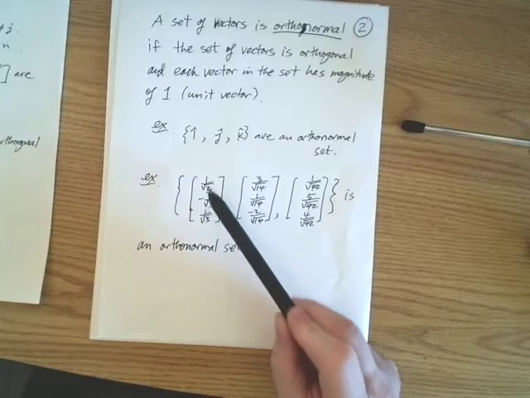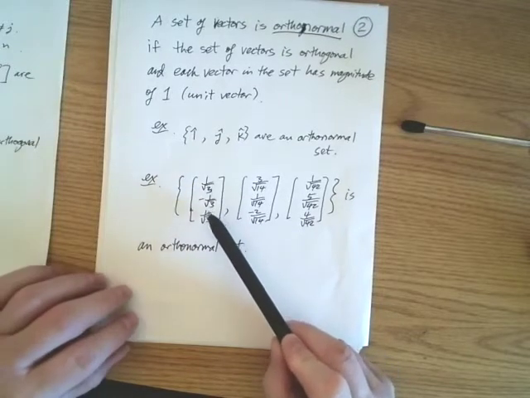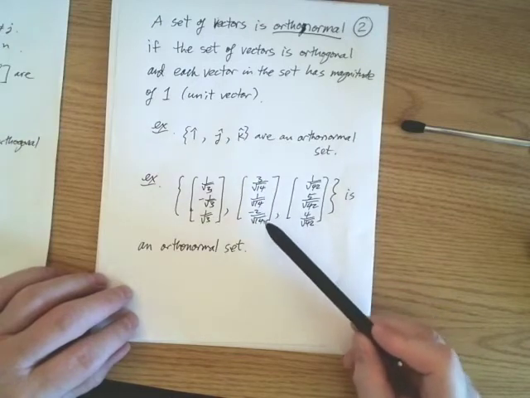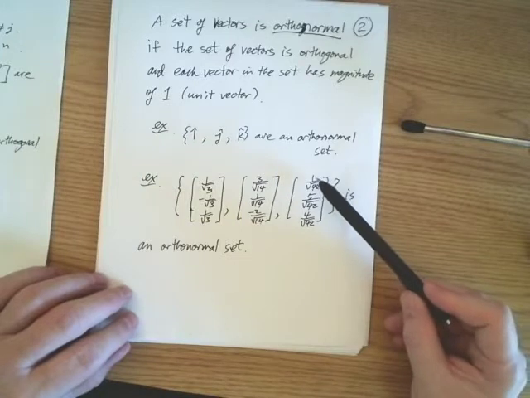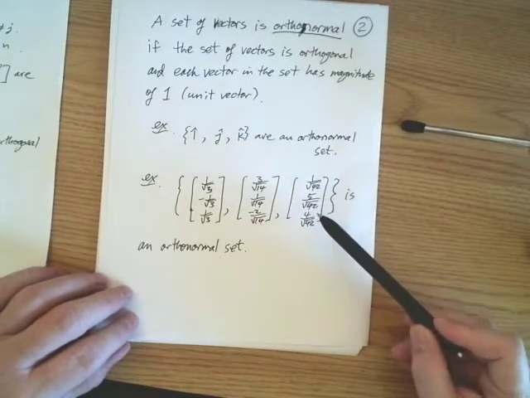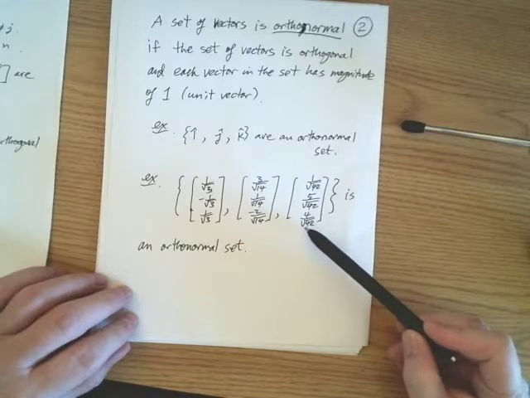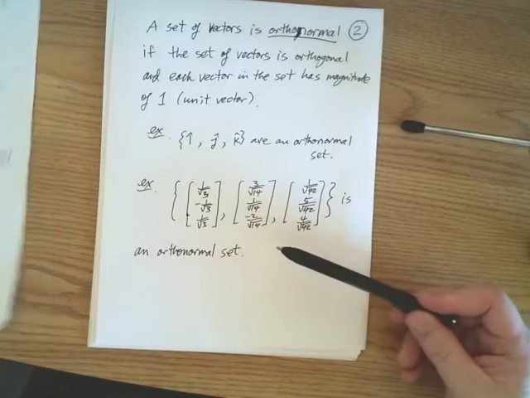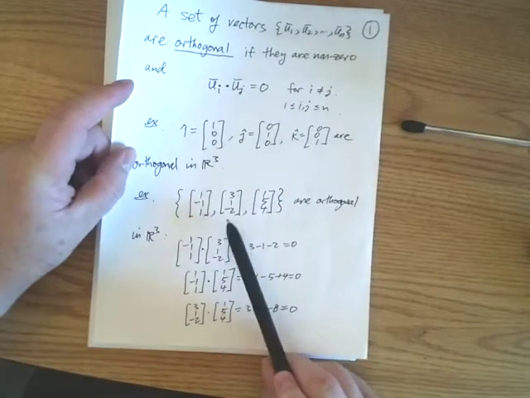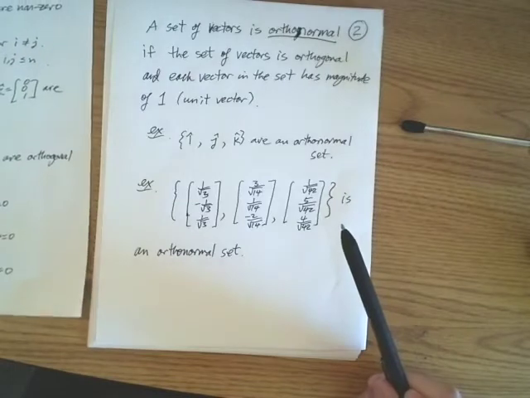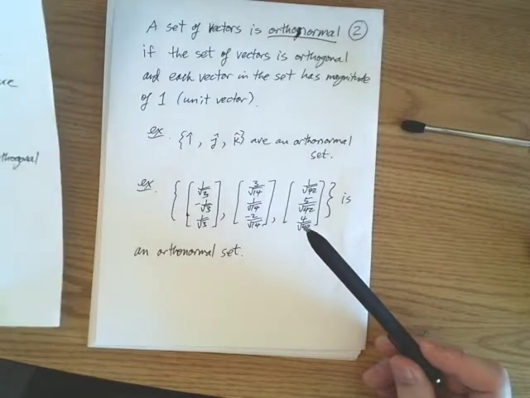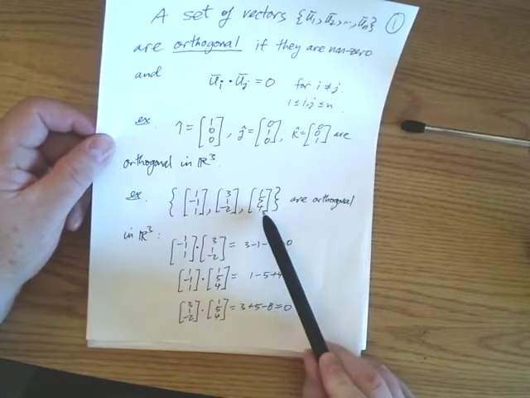Let's come back here. I have another example: (1/√3, -1/√3, 1/√3), (3/√14, 1/√14, -2/√14), and (1/√42, 5/√42, 4/√42) is an orthonormal set, I claim. Where did I get this one? Well, I took this set of orthogonal vectors, and what I did was normalize, quote unquote, each of the vectors. In other words, I just took each of those vectors and divided by their own magnitudes, making them unit vectors.